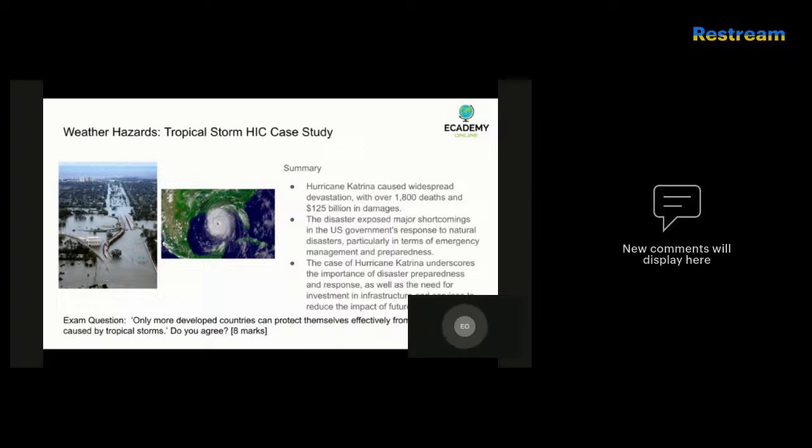So Hurricane Katrina struck off the Gulf Coast of the United States on 29th of August 2005, and it was a Category 5 hurricane at its peak, and it caused widespread devastation to New Orleans, which is in Louisiana, and to other coastal areas as well. The storm surge and flooding that followed Katrina caused more than 1,800 deaths and about $125 billion in damages, making it one of the deadliest and costliest natural disasters in US history.